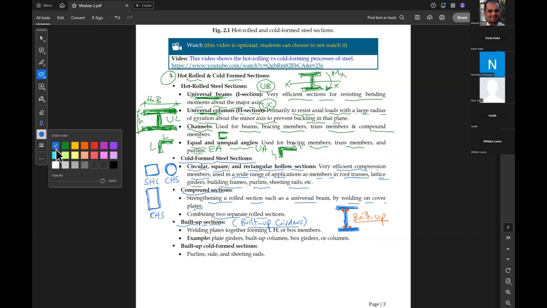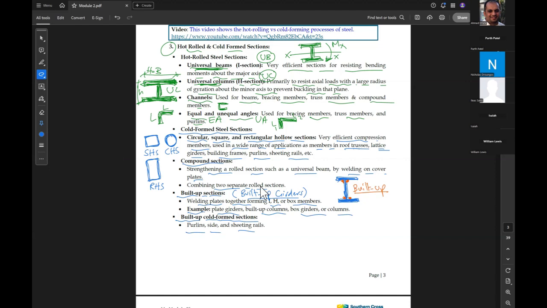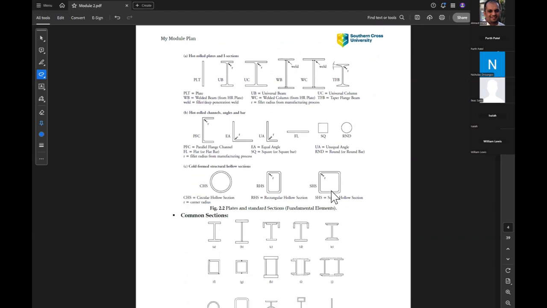If the available section in the market is not sufficient, we can use built up sections, which again weld plates together forming I or H or box member. Examples: we have plate girders or built up girders, built up columns, box girder or columns. We can also have built up cold formed section used in purlin, side, and sheeting rails. So this is a quick view about the available sections on the market. And here are some cross sections that we were talking about.